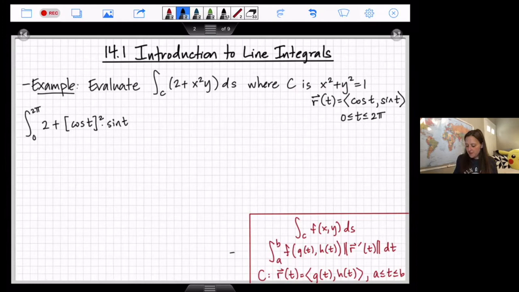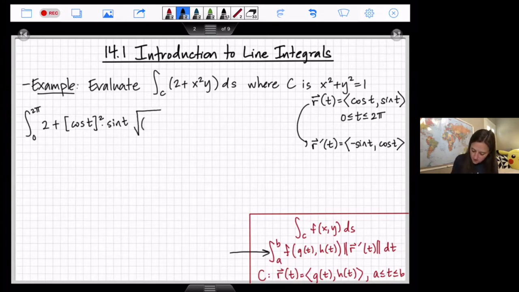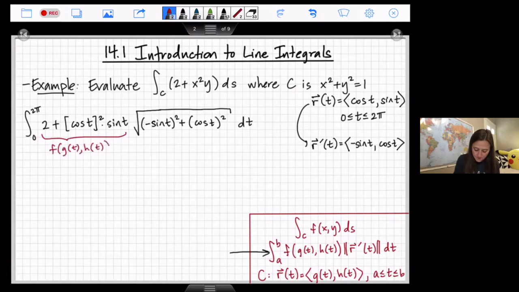All right, so in the middle line of my formula down here, we need to have this magnitude of r prime of t. So let's calculate r prime of t over here. R prime of t, derivative of cosine is negative sine, derivative of sine is cosine. And we need to put the magnitude of that vector into our integral. So I know the magnitude is going to involve a giant square root over here. So I'm going to have the first component squared, just taking the magnitude of a vector, plus the second component squared. And at the very end of this, we're going to put a dt. All right, so just from our formula, this is our f of g of t comma h of t. And this is my magnitude of the derivative of my parameterization. Whew.